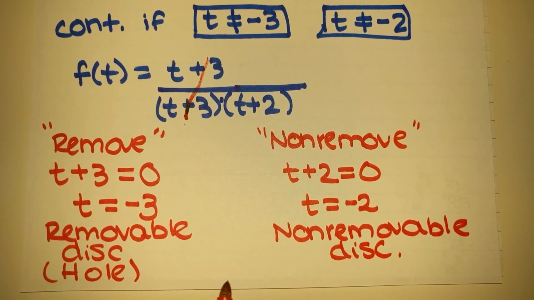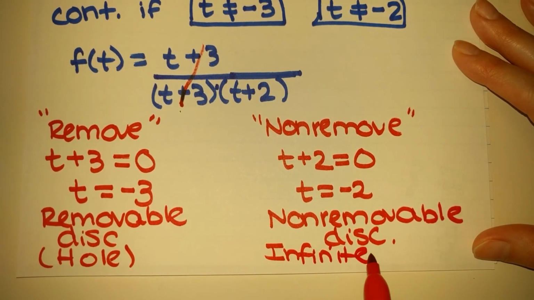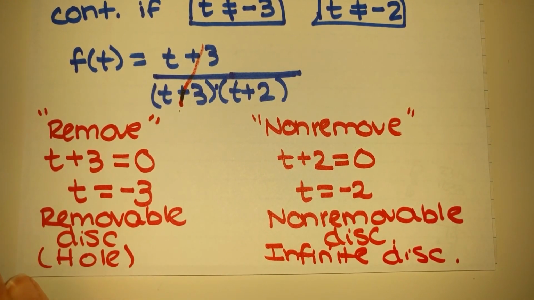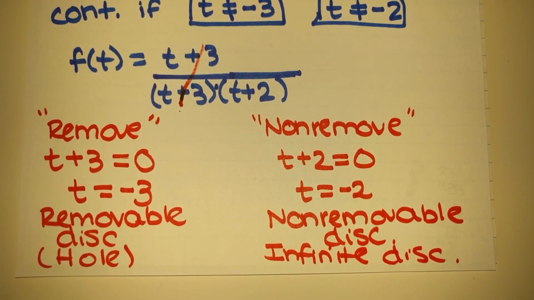Now, do keep in mind that this particular textbook refers to it as an infinite discontinuity, and that is because it is a vertical asymptote. So we have a hole at negative 3, that's a removable discontinuity, and then we have a vertical asymptote at negative 2, which is an infinite discontinuity.